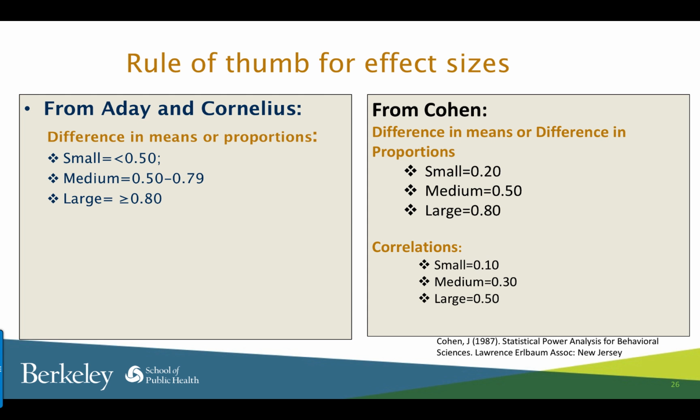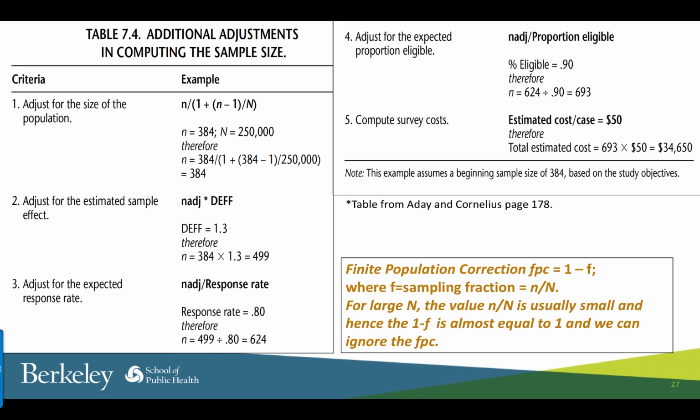So here are some rules of thumb regarding deciding how big your effect size is. Your Ade and Cornelius textbook has small effect size as less than 0.5 and large effect size as greater than 0.8. And the effect size for means or proportions from Cohen is also quite similar. For correlations, the actual correlation coefficient between two variables is the effect size. And a correlation of 0.1 is considered small and 0.5 is considered large. And 1 means, as you know, perfect correlation. This table is from your Ade and Cornelius textbook on page 178.